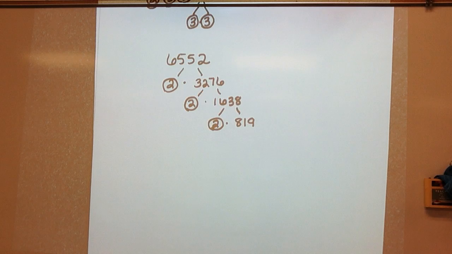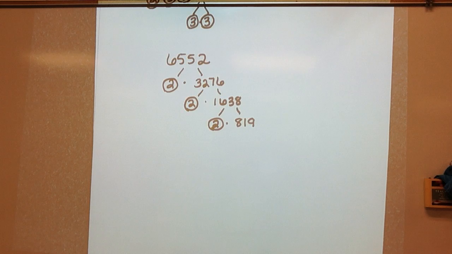All right, let's look at 819. It does not end in an even number, so it's not divisible by 2. But just because it's not divisible by 2 doesn't mean that it's a prime number. There are rules to know if it's divisible by 3, to know if it's divisible by 5, by 6, by 10. It is not divisible by 5. It is not divisible by 10. Because remember, to be divisible by 5, it has to end in a 5 or a 0. To be divisible by 10, it has to end in a 0.